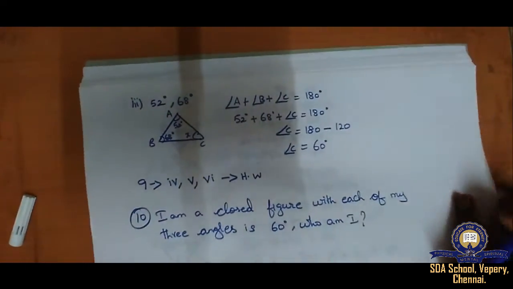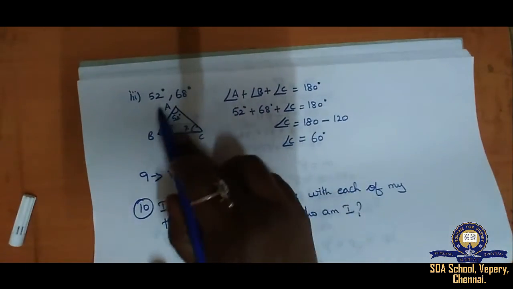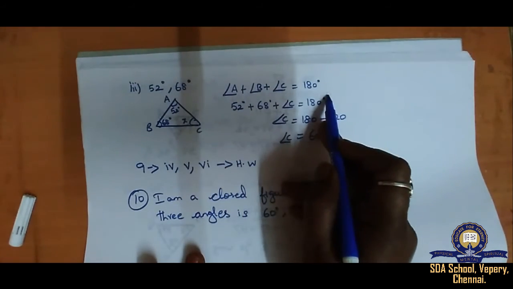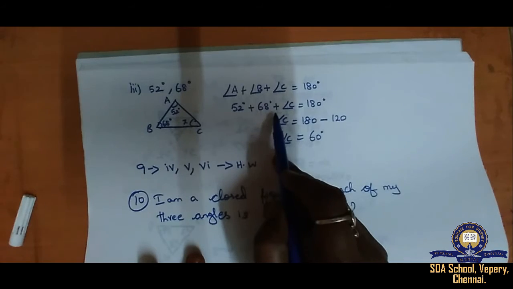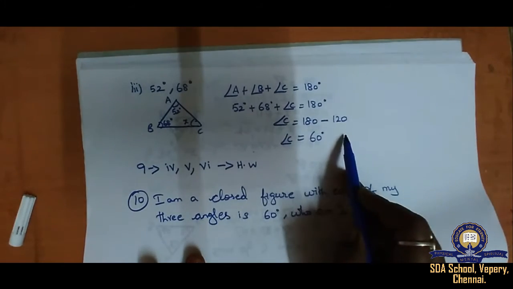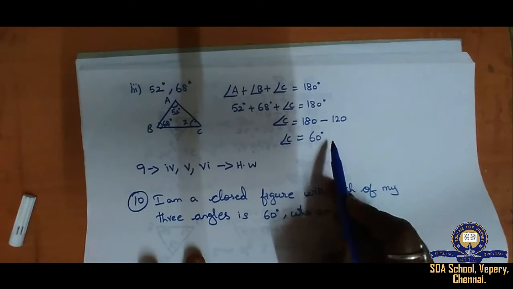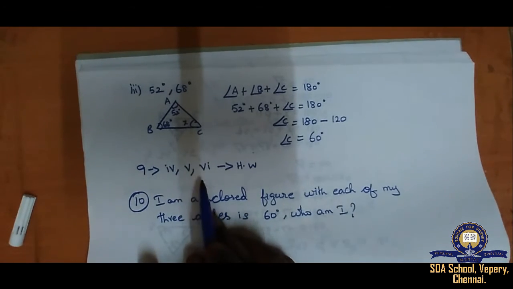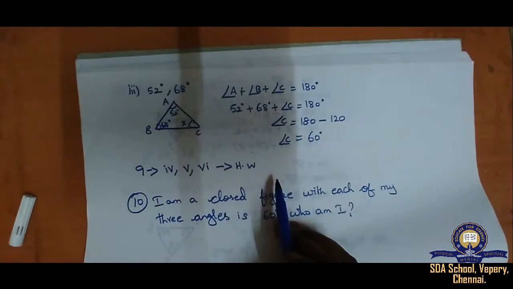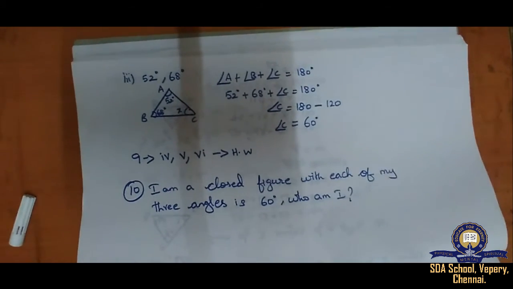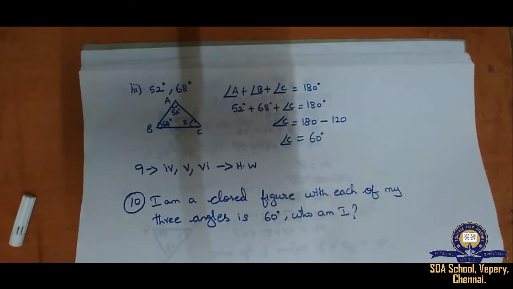Next, the third question, angles 52 and 68. Angle A plus angle B plus angle C is equal to 180 degrees. 52 plus 68 is 120. If I take it to that side, 180 minus 120 is 60 degrees. Same way, divisions 4th, 5th and 6th are homework. 7th question is homework. 8th question, 3 sums homework. 9th also, 3 sums homework.